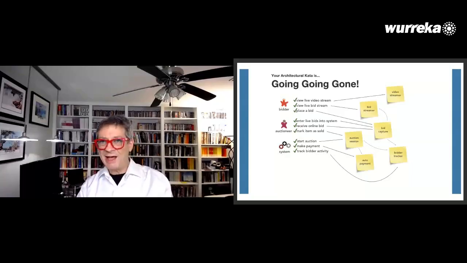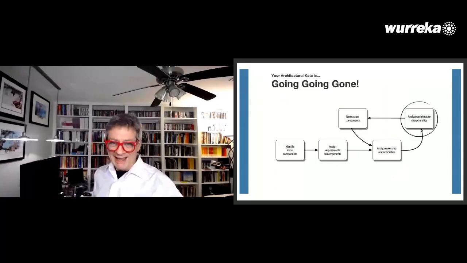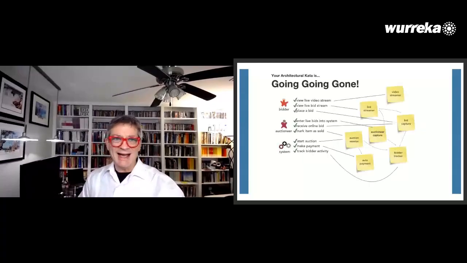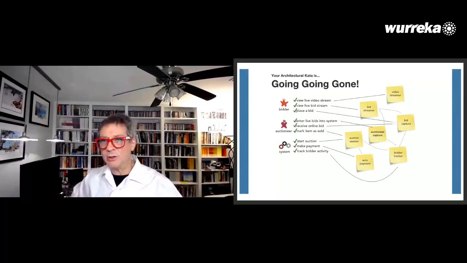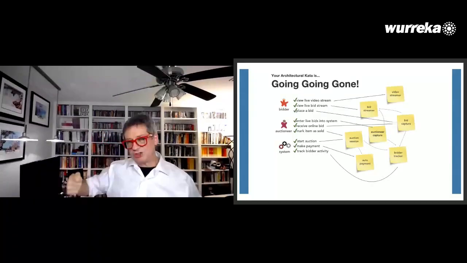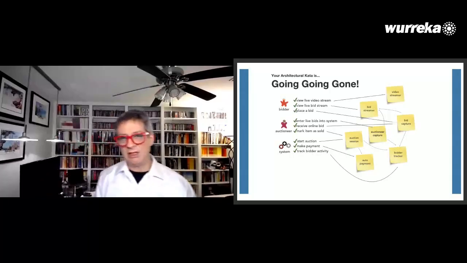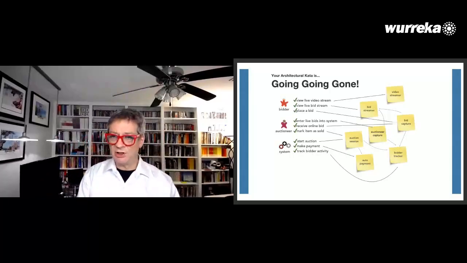So I cannot have a single bid capture component for both of them, even though from a domain standpoint, that's what it's doing, capturing bids. But when I analyze the architecture characteristics, I need another component. I need both bid capture and auctioneer capture. There are two separate components here that from a domain standpoint seem to do the same thing, but from an architectural characteristic standpoint need to do different things. They need to support different levels of performance, scalability, and elasticity.